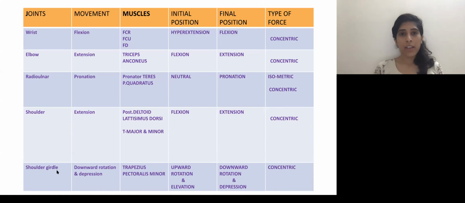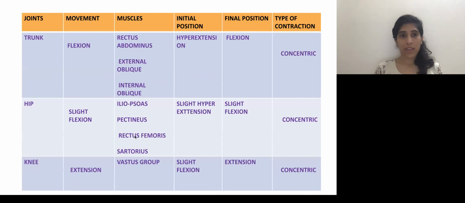Then the shoulder girdle, that is the downward rotation and depression motion. Here the trapezius and pectoralis minor muscles have to work, which provide the downward rotation and depression motion, and they work concentrically. Then coming to the trunk motion, trunk flexion will occur because we move in the forward direction. So the core muscles, that is the flexor muscles, rectus abdominis, internal oblique and external oblique, have to work. Initially there will be hyperextension and then flexion movements will occur. All these muscles have to work concentrically.